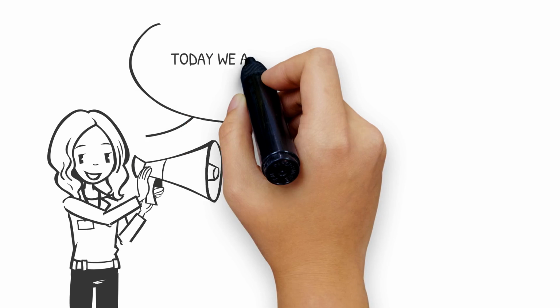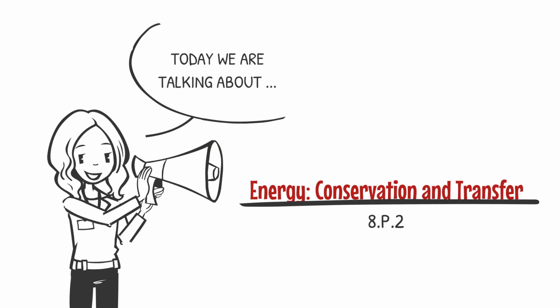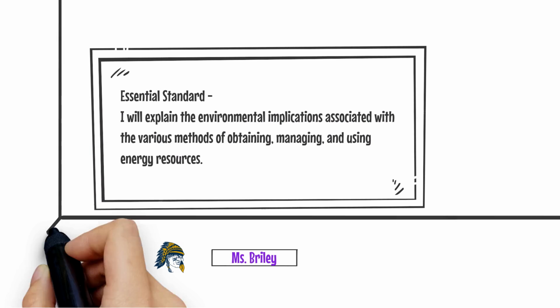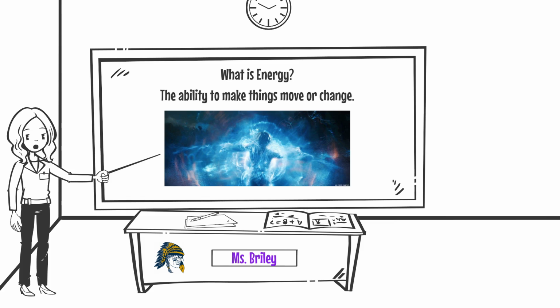Today we are talking about energy conservation and transfer. Our essential standard is: I will explain the environmental implications associated with the various methods of obtaining, managing, and using energy resources. What is energy? It is the ability to make things move or change.